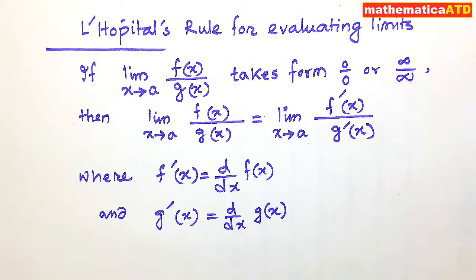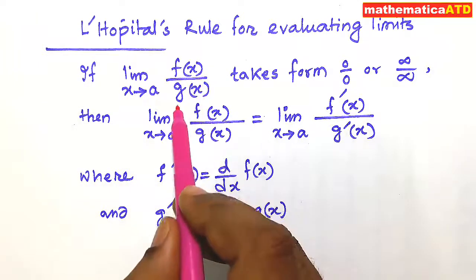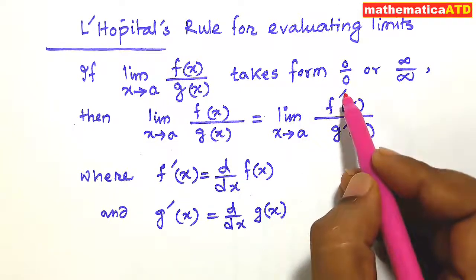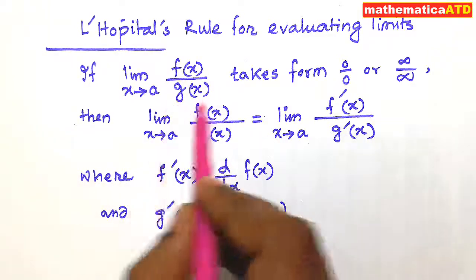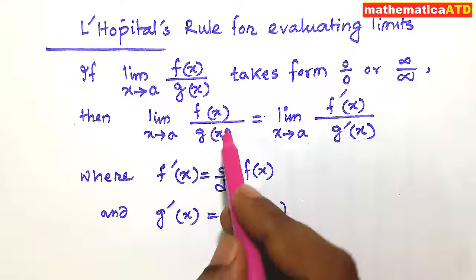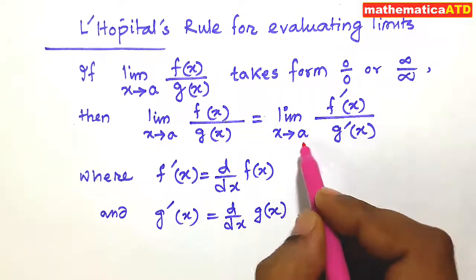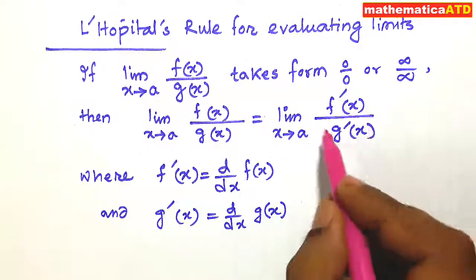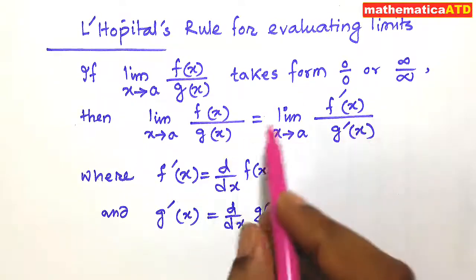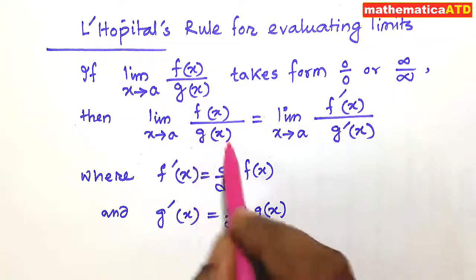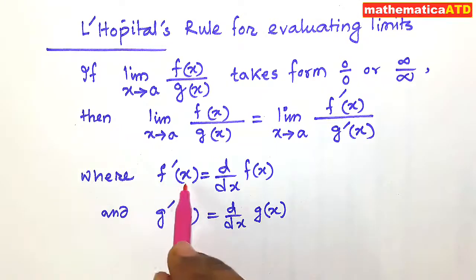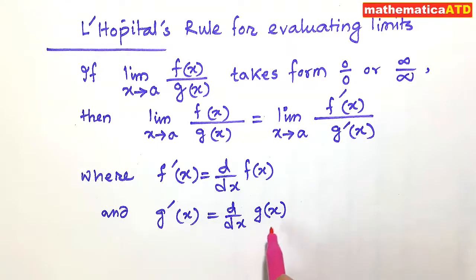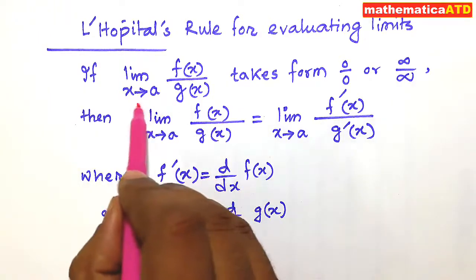Friends, if limit x tends to a of f(x) by g(x) takes the form 0 by 0 or infinity by infinity, then we can apply the L'Hospital rule, and this rule is this one: limit x tends to a of f(x) by g(x) is equal to limit x tends to a of f dash x divided by g dash x. That means you have to differentiate the numerator and denominator, where g dash x is not equal to 0. Here we have used the notations: f dash x is equal to d/dx of f(x) and g dash x is equal to d/dx of g(x). So the rule is this one.